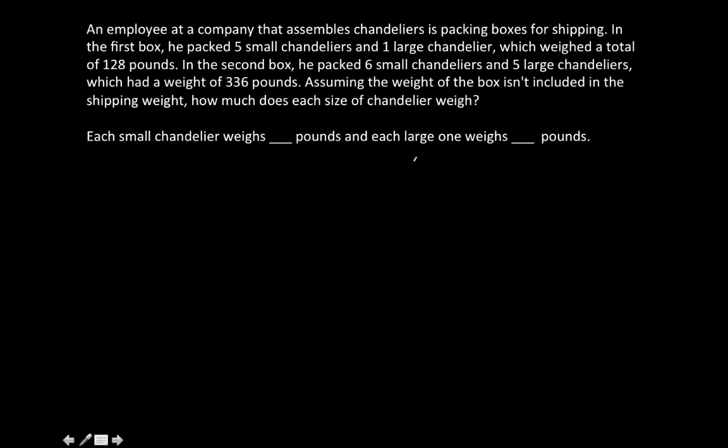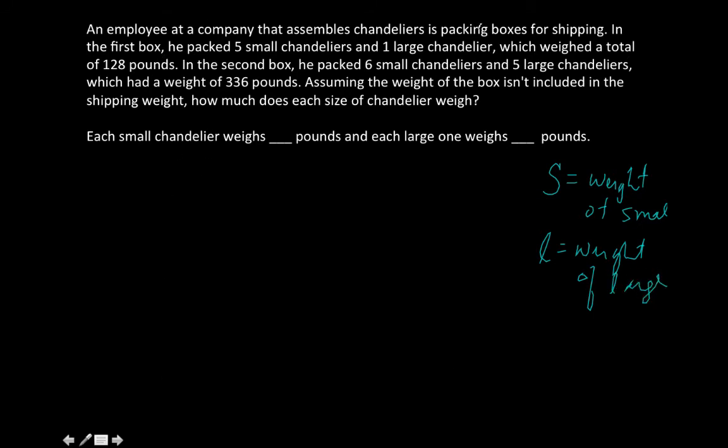Okay, we first look at the end. Each small chandelier weighs blank pounds, and each large one weighs blank pounds. So because they're both weight and they're both pounds, let's not use W or P. The difference between them is the small and large. So let's say S is the weight of the small, and let's say L is the weight of the large, and of course it's in pounds.